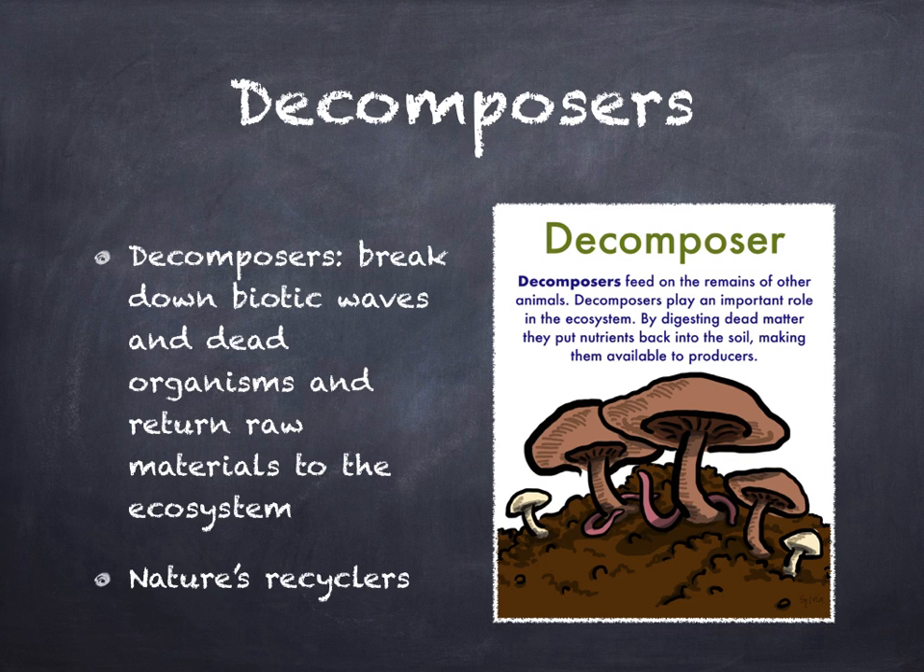Decomposers. If an ecosystem had only producers and consumers, the raw materials of life, such as carbon and nitrogen, would stay locked up in wastes in the bodies of dead organisms. However, there are organisms in ecosystems that prevent this from happening. Decomposers break down biotic wastes in dead organisms and return the raw materials to the ecosystem.